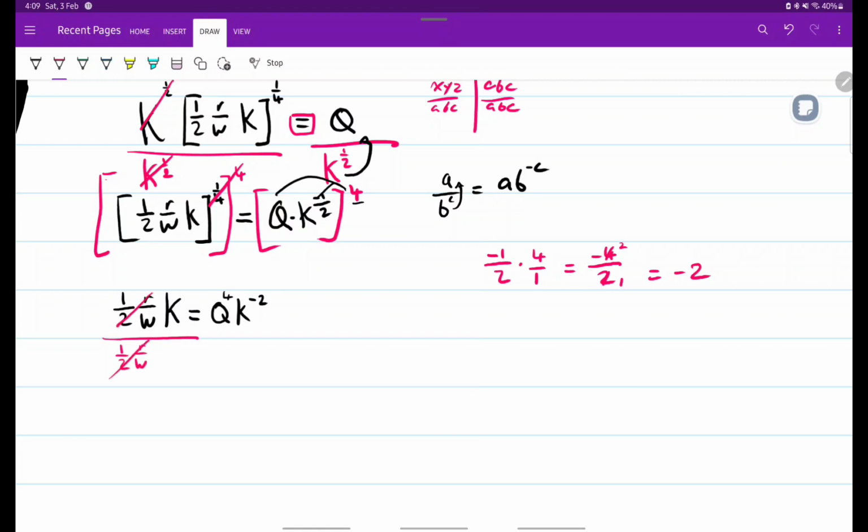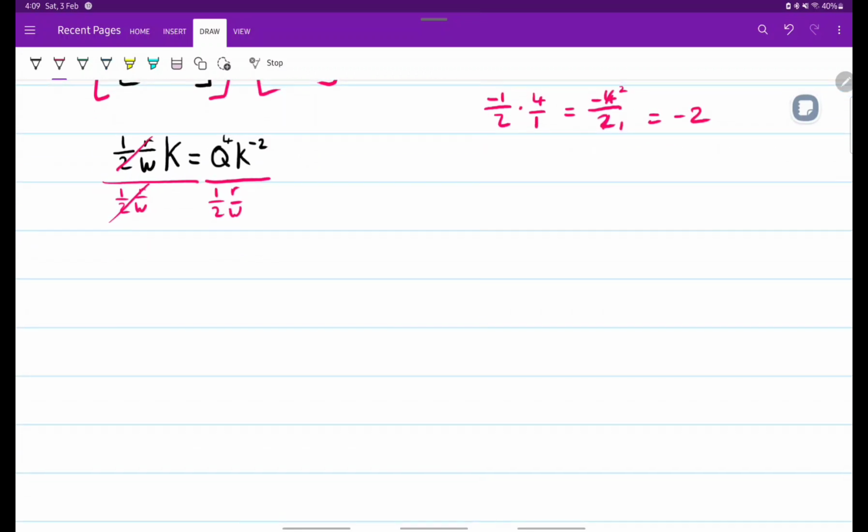Now you may be thinking, why did you do that? You are giving me a fraction with exponentials on the top, variables, and it's a bit of a mess. But that's okay. You can deal with that. It's not too tricky. The most important thing is to get k by itself.